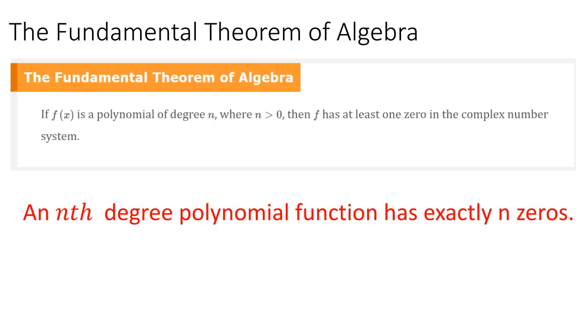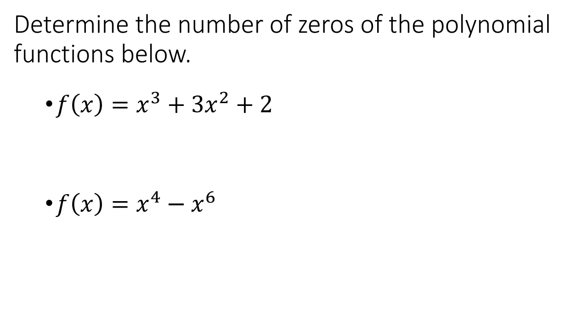So let's start first with what's called the fundamental theorem of algebra. This says that for a function that's a polynomial of degree n, where n is greater than 0, it has at least one zero in the complex system. So let's go over this: determine the number of zeros of the polynomial function.